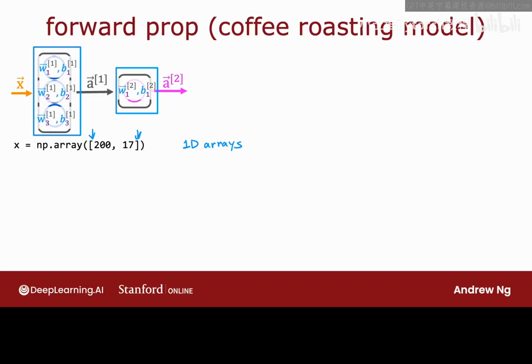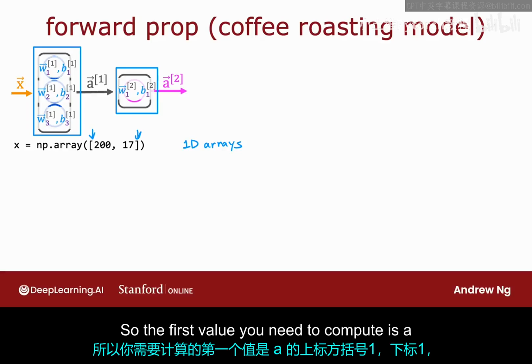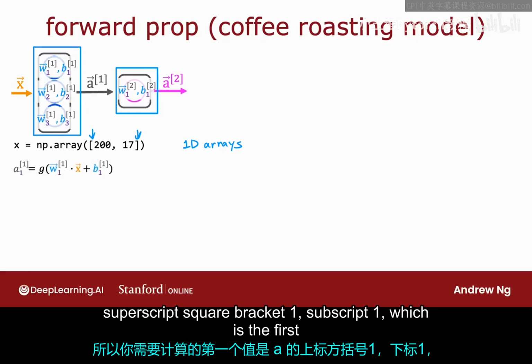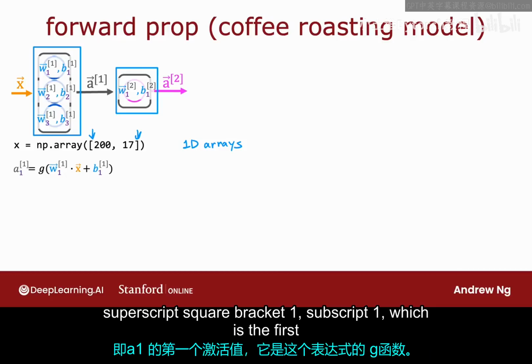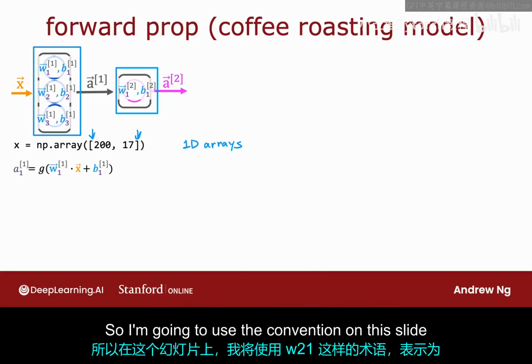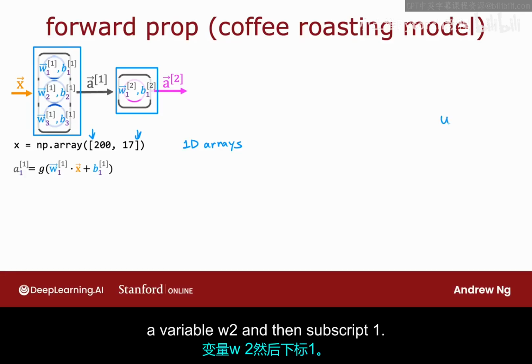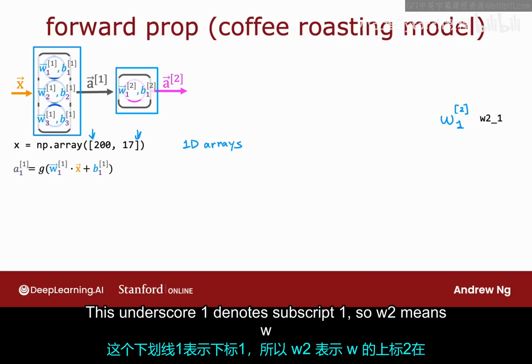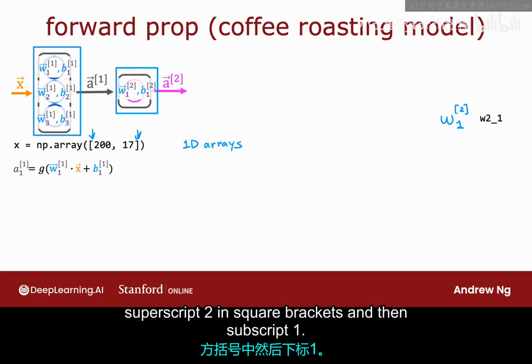So the first value you need to compute is A superscript square bracket 1 subscript 1, which is the first activation value of A1, and that's G of this expression over here. So I'm going to use the convention on this slide that a term like W21, I'm going to represent as a variable W2_1. This underscore 1 denotes subscript 1. So W2_1 means W superscript 2 in square brackets and then subscript 1.